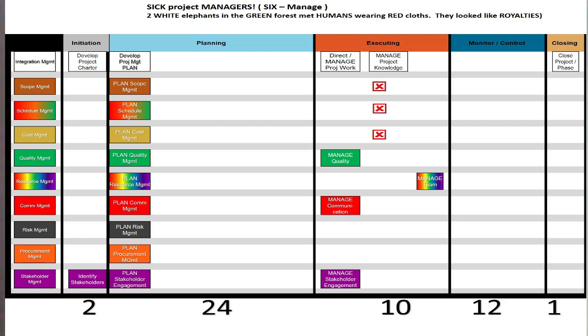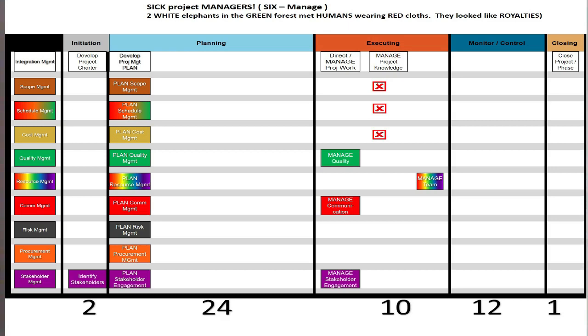There are 2 white elephants in green forest, and they met humans wearing red clothes. They look like royalties, and that's a rhyming phrase, right? So just practice on this rhyming phrase. 2 white elephants, 2 white elephants. So here it refers to white, 2 white. White here refers to integration, and you notice there are 2 process areas using the word manage over there, right? So that's 2 white elephants. In the green forest, remember green, you can recall it stands for quality management. So here there's another word manage, manage quality under quality.